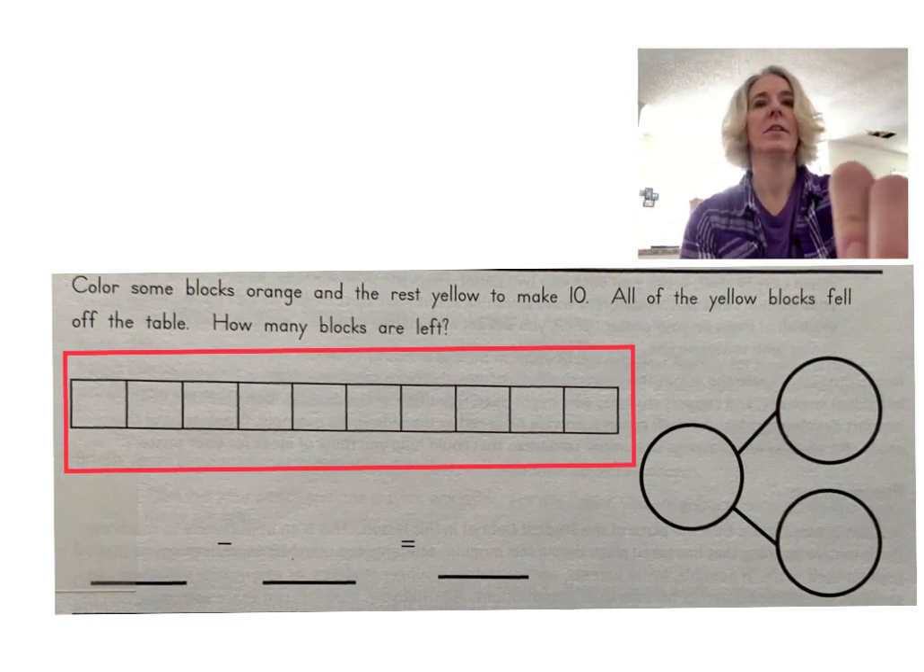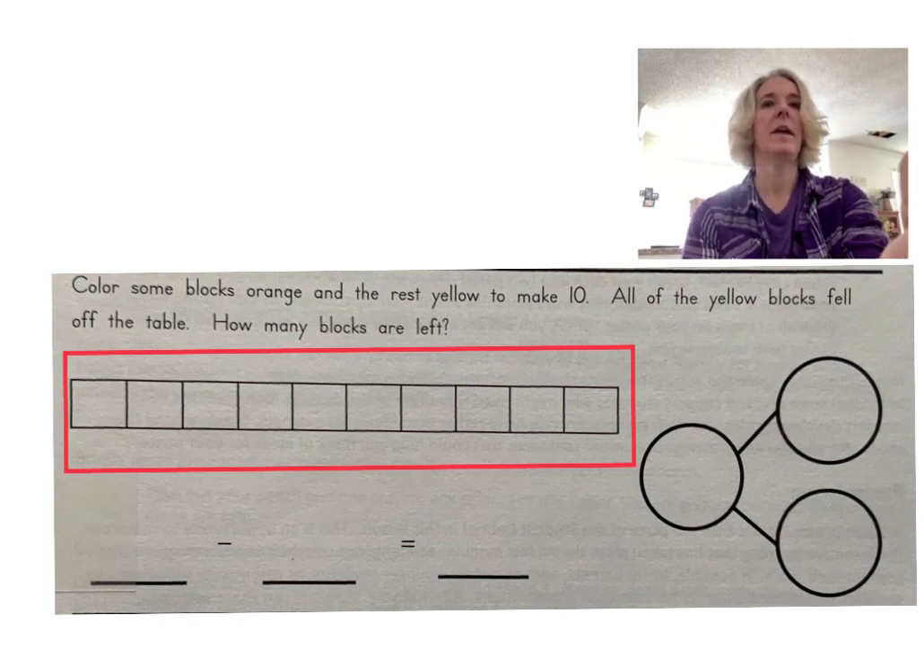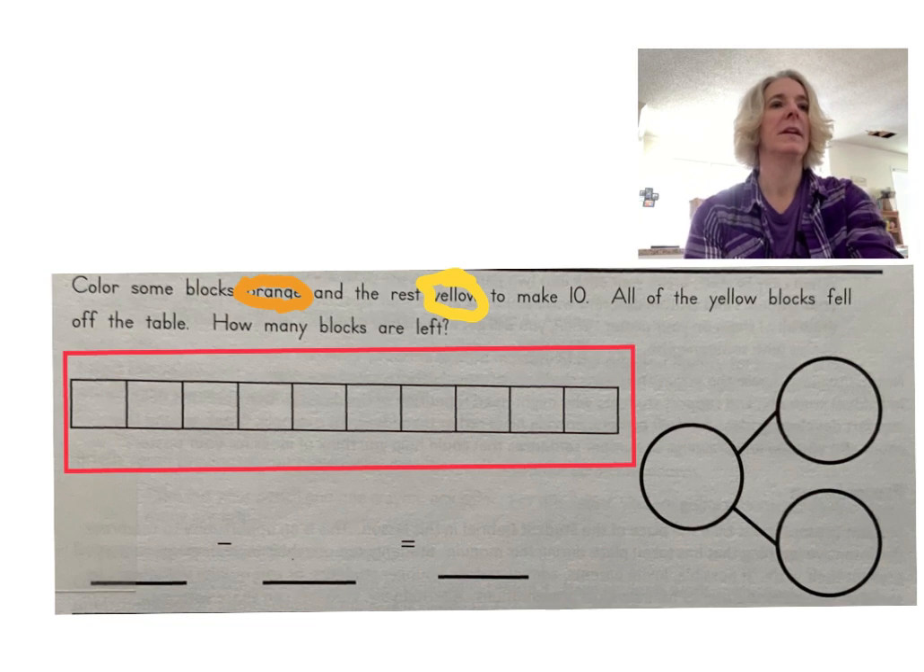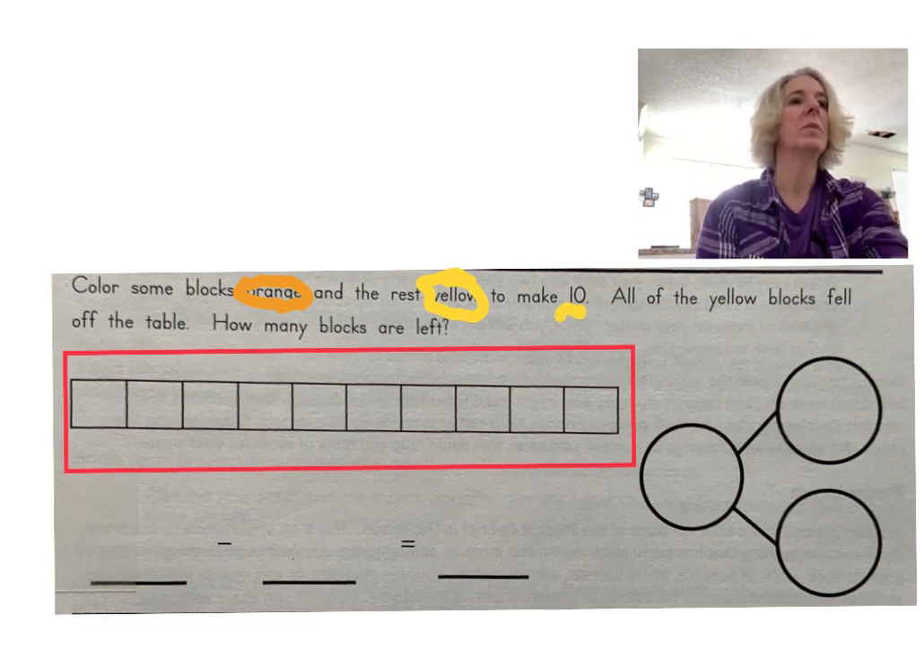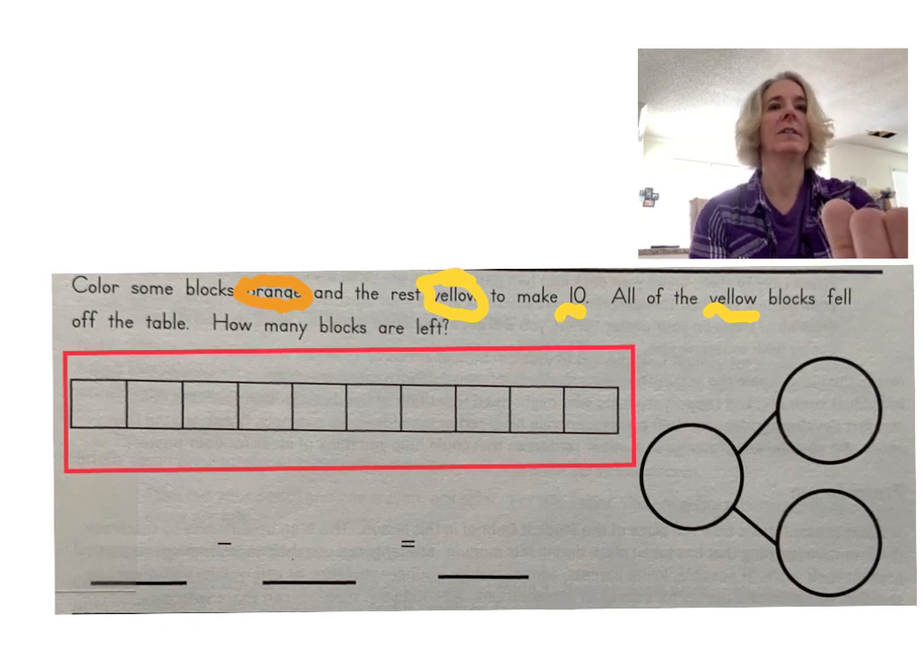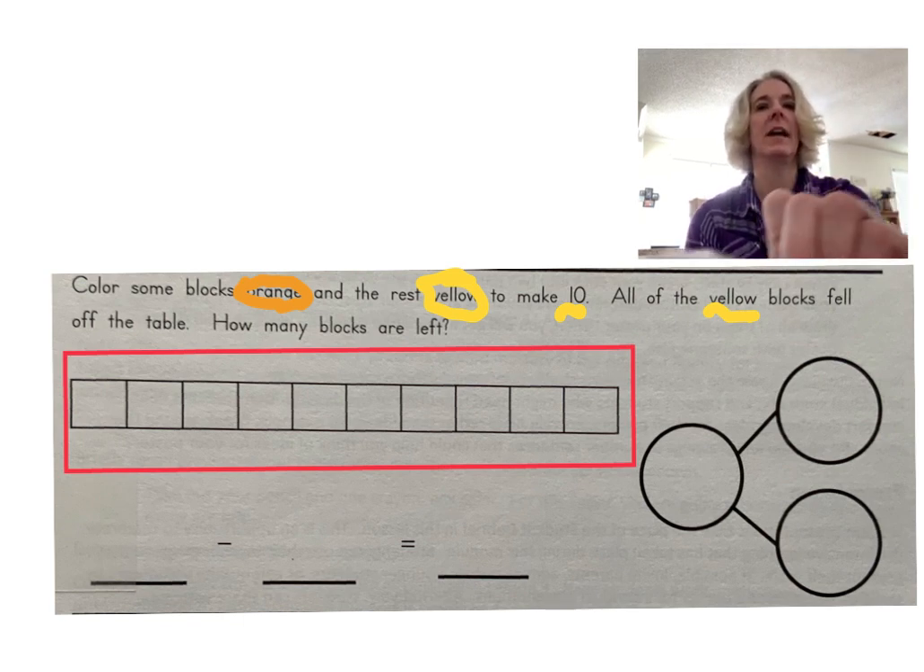Get my color here. Color some blocks orange and the rest yellow to make 10. All of the yellow blocks fell off the table. How many blocks are left? Let's start with this. Okay, color some blocks orange.